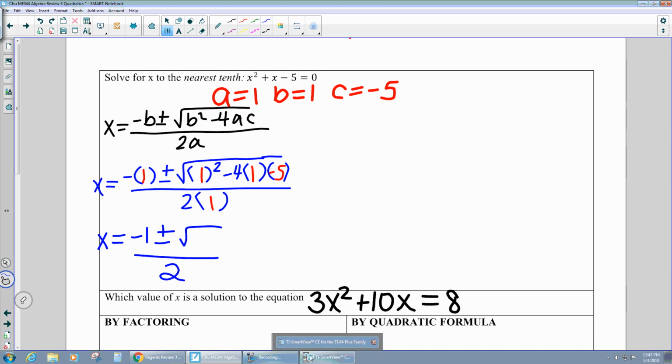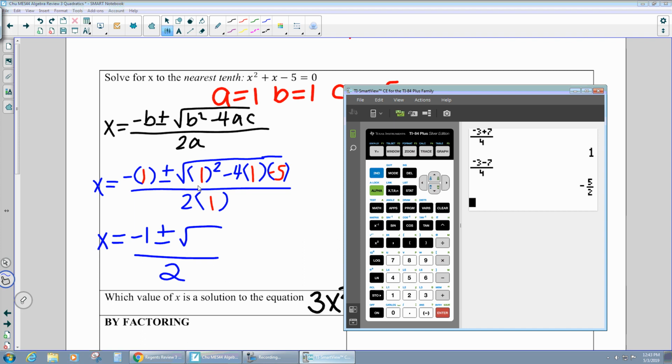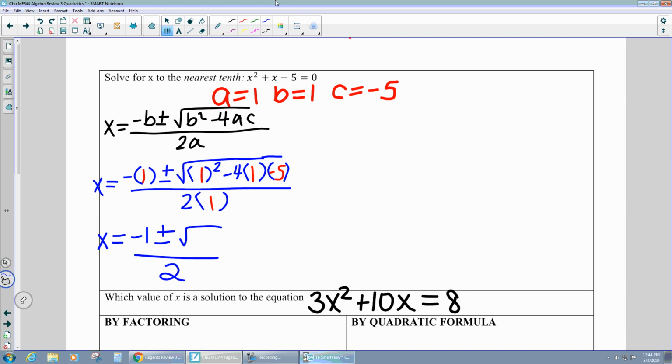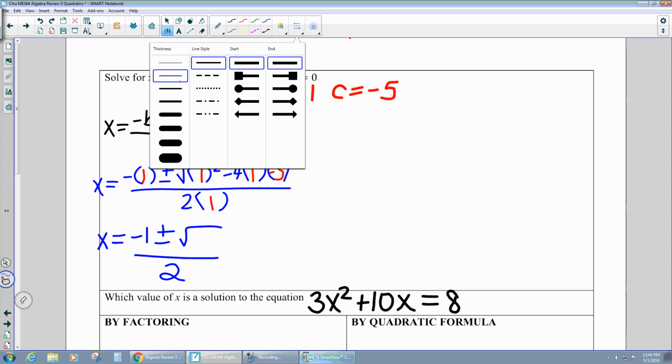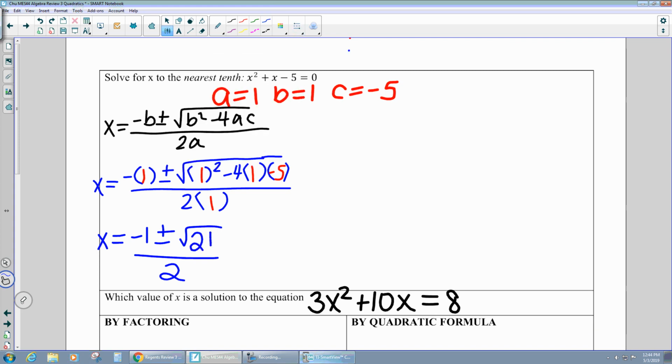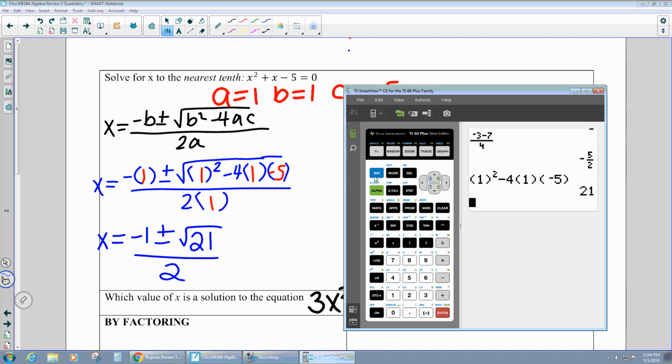So now let's plug everything inside your radical into our calculator to figure out what that is. 1 squared minus 4 times 1 times negative 5. That gives us 21. So inside my square root is going to be 21. So the next thing we want to do is to find the square root of 21. Let's use our calculator. The square root of 21. It gives us a decimal, and we really don't like that. So you want to just leave it as the square root of 21. Let's skip that step for now.